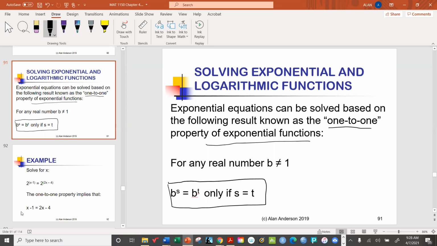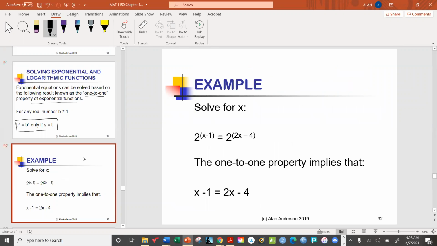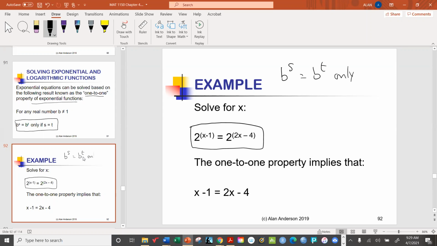All right, so here's an example of what I mean. Now look at this equation. Before, like an hour ago, what would you have said here? What can I do? I don't understand. How am I supposed to solve for this? But because of that property, remember, b to the s equals b to the t only if s equals t. So this implies that because they have the same base, those exponents are equal to each other.